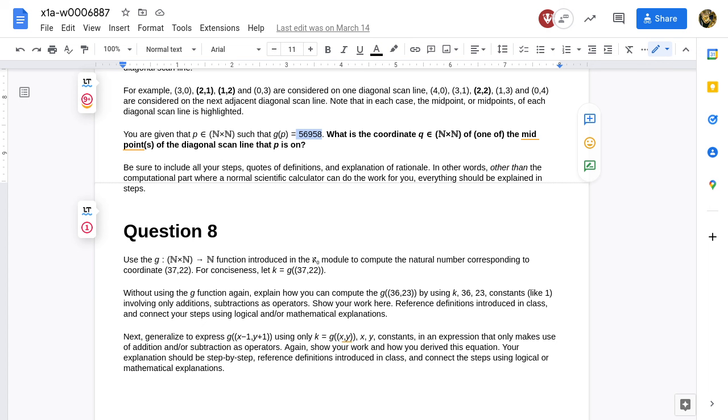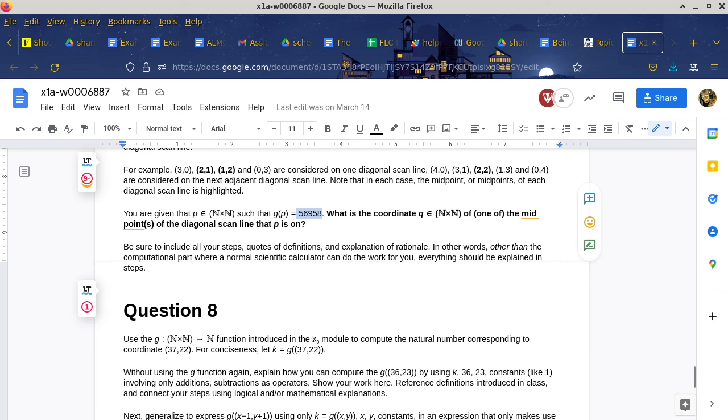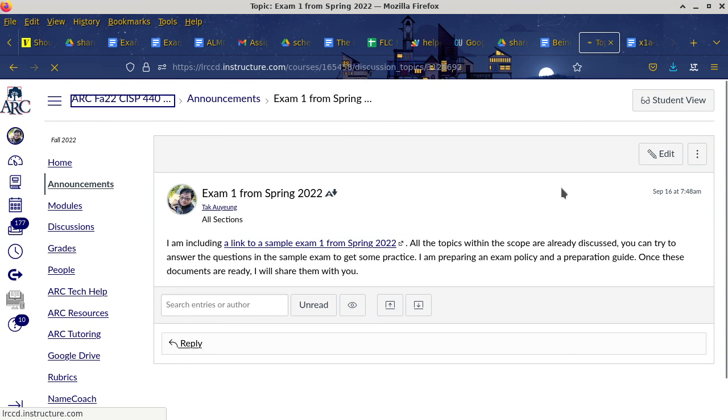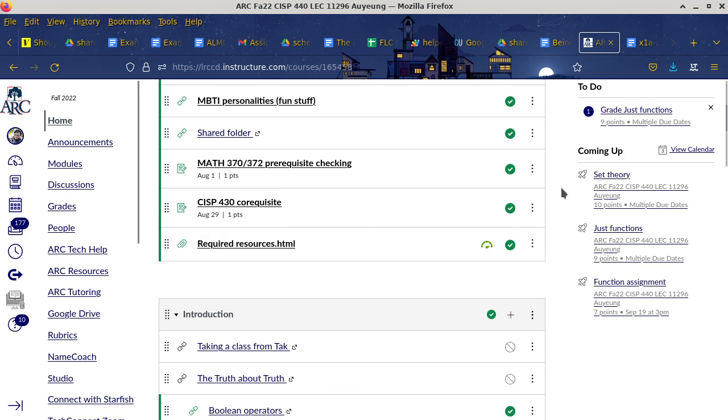Not only that, but let me show you something. Not only that, but it is actually on the class calendar. Yeah, if you look at the calendar, it is there. Yep, but it's 1 week from today.